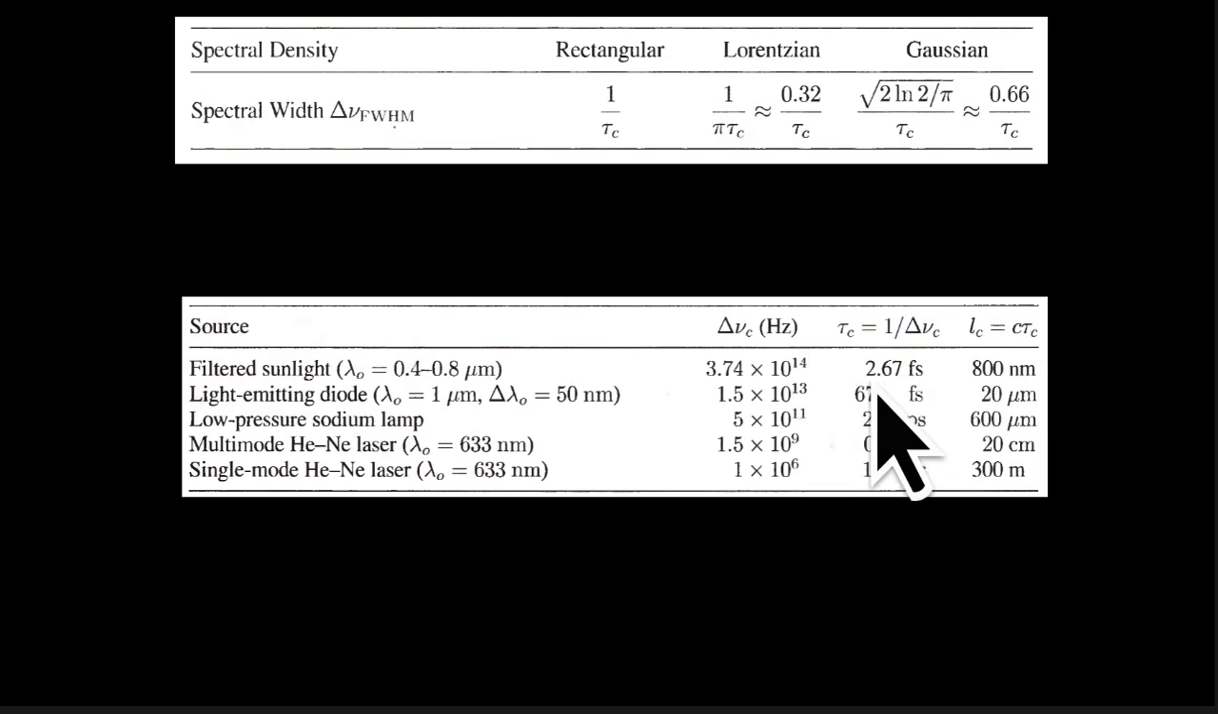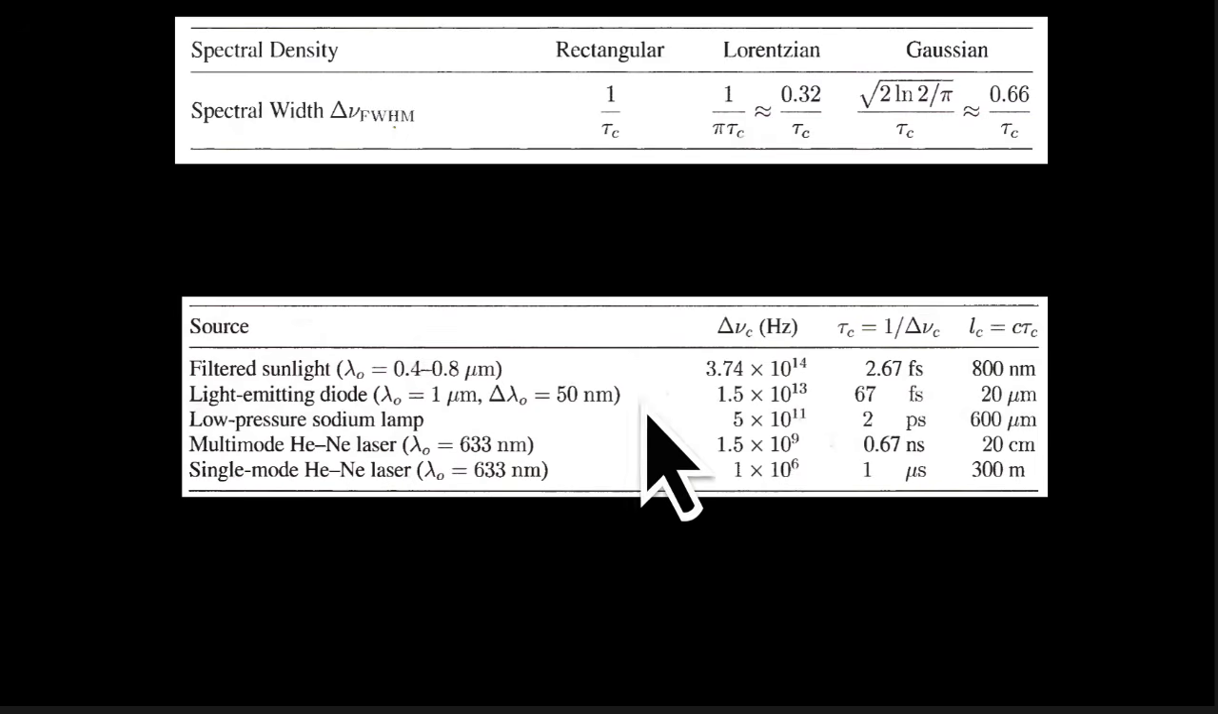This is a very fascinating kind of table because you can see that filtered sunlight has an extremely small tau c value, as small as 2.67 femtoseconds. The coherence time of a natural source like sunlight is extremely small, and its coherence length is 800 nanometer. What does that mean? As you cross this limit of 800 nanometer, the filtered sunlight loses its coherence property. This is one of the crucial ways to distinguish between coherent, partially coherent, and fully coherent sources.